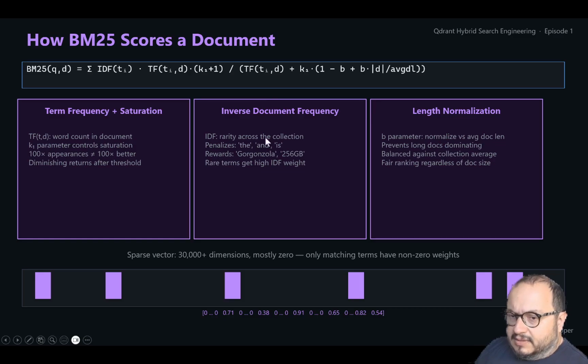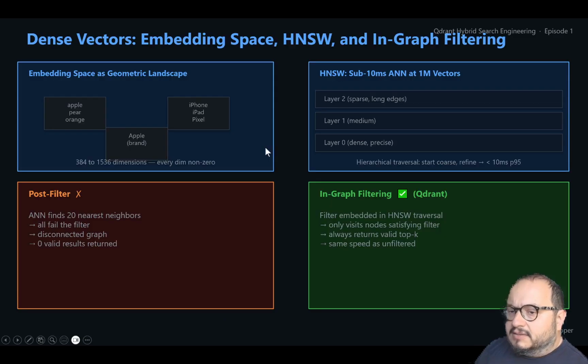Now the other layer, dense vectors, and how Qdrant navigates billions of them in under 10 milliseconds. Dense vectors encode meaning as points in high-dimensional space. A 384-dimensional vector from all-MiniLM-L6-v2, or a 1536-dimensional vector from text-embedding-3-large, every dimension is non-zero, representing some learned semantic property of the text.